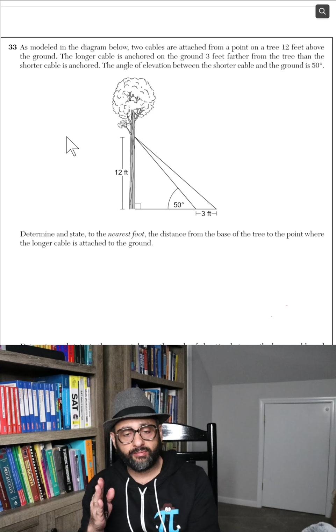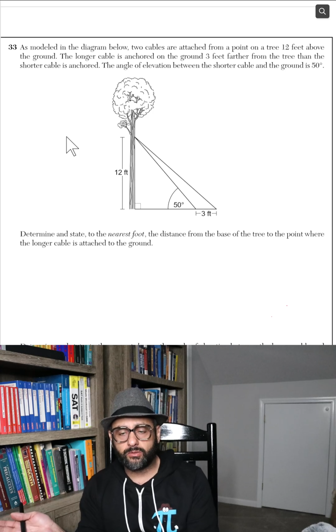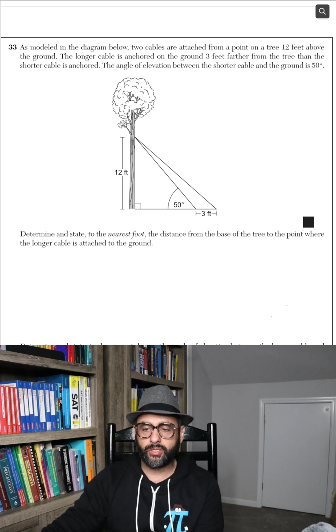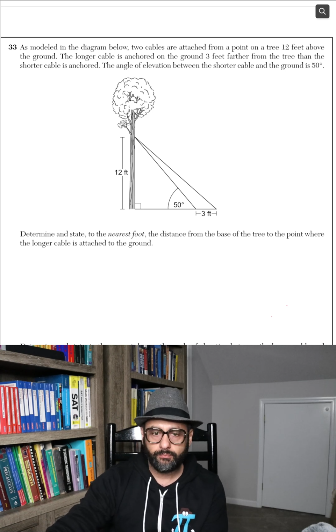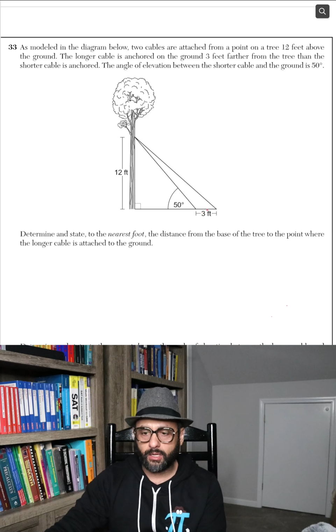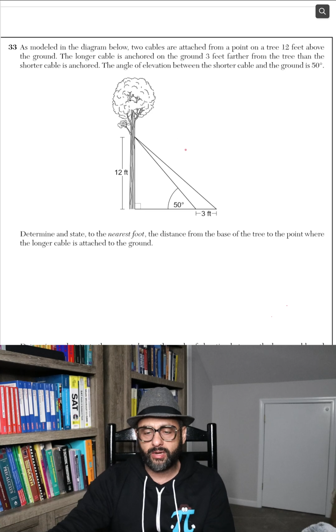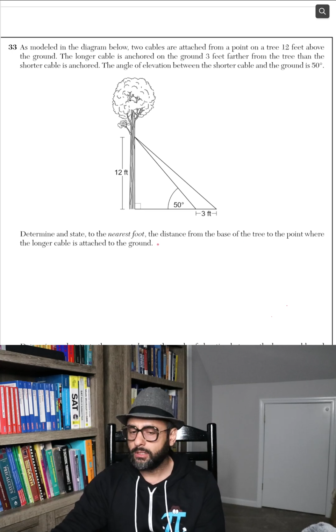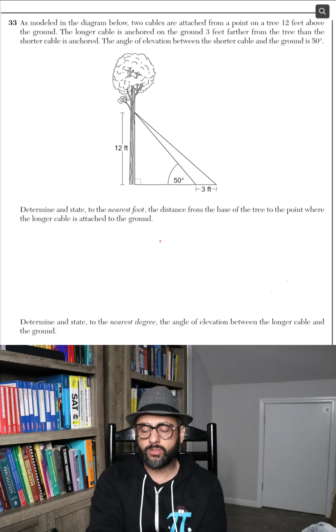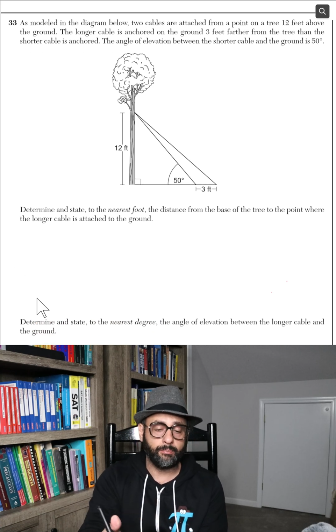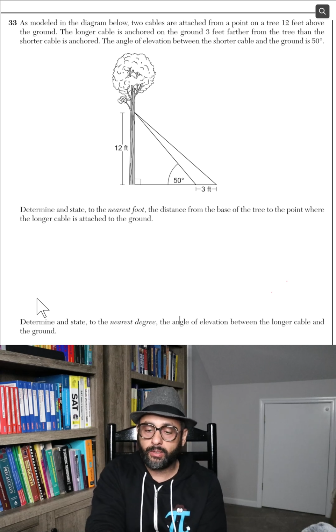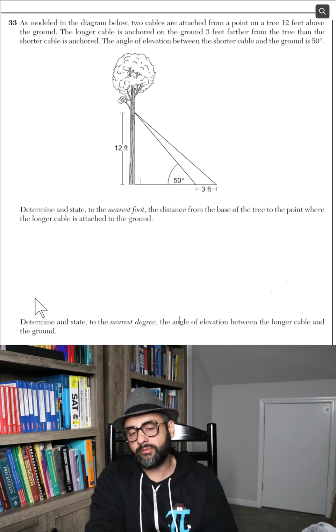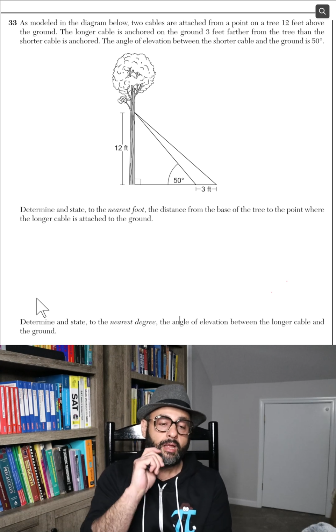Number 33, as modeled in the diagram below, 2 cables are attached from a point on a tree 12 feet above the ground. The longer cable is anchored to the ground 3 feet farther from the tree than the shorter cable. The angle of elevation between the shorter cable and the ground is 50 degrees. Determine and state to the nearest foot the distance from the base of the tree to where the longer cable is attached to the ground, and also this is a part 3, so it's a 4-point problem, 2 parts. Determine and state to the nearest degree the angle of elevation between the longer cable and the ground.